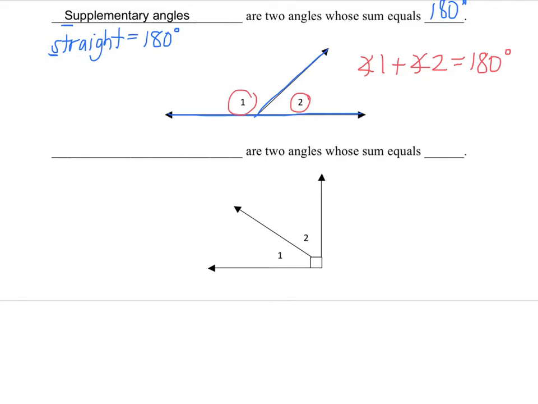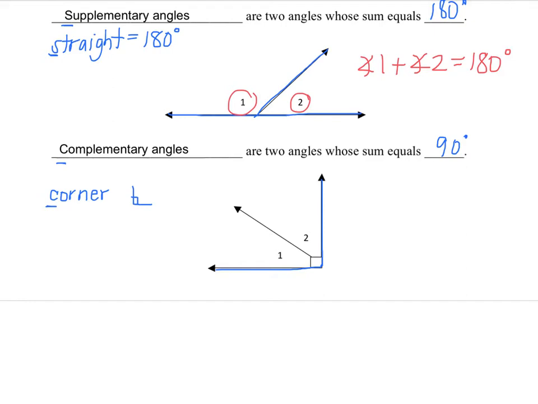Let's look at our next type of angle, which are called complementary angles. And complementary angles are two angles whose sum equals 90 degrees. So if we look at the figure, we have a 90-degree angle. It's a right angle. And an easy way to remember complementary is 90 degrees. A right angle reminds me of a corner. So complementary begins with a C and corner begins with a C. A corner looks like a right angle.